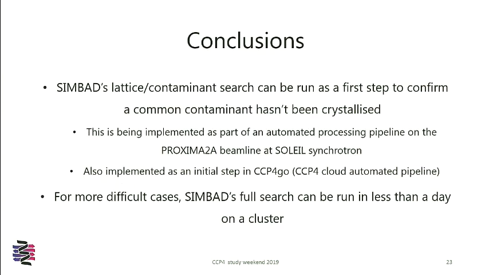And I just wanted to give you some very brief conclusions. So the SIMBAD lattice and contaminant search can be run really, really quickly, and they can be used as a first step to just make sure that you don't have a contaminant. Currently, I'm implementing this at Proxima 2, where I worked for 2 years, as part of their automated post-processing step. That way, you'll be able to identify your contaminants quickly as a first step. It also is going into CCP4 Go, which is the automated CCP4 Cloud utility.